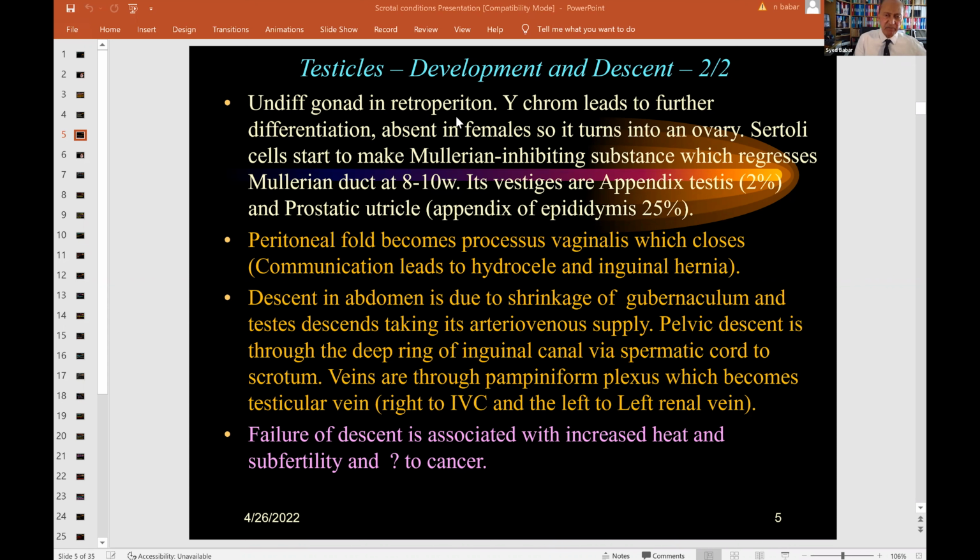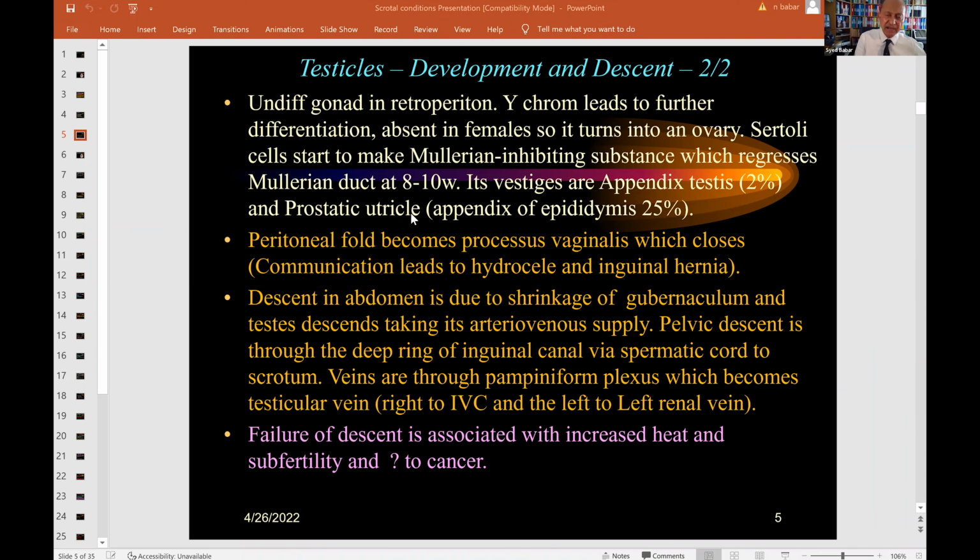Sertoli cells in that region prevent the Mullerian system from becoming the female sex parts. And so the Sertoli cells then lead to suppression of the Mullerian duct at about 8 to 10 weeks of development. However, in some cases, vestigial organs of the Mullerian duct persist, and they are then in the future called appendix testis or prostatic utricle, or appendix of the epididymis.